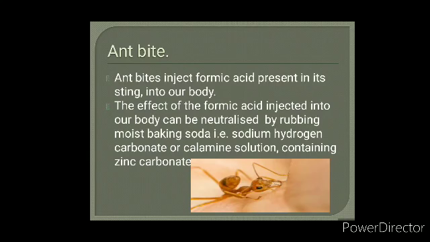When we rub these bases on the affected area, it will neutralize the effect of formic acid. If it gets neutralized, then we will get relief from pain.